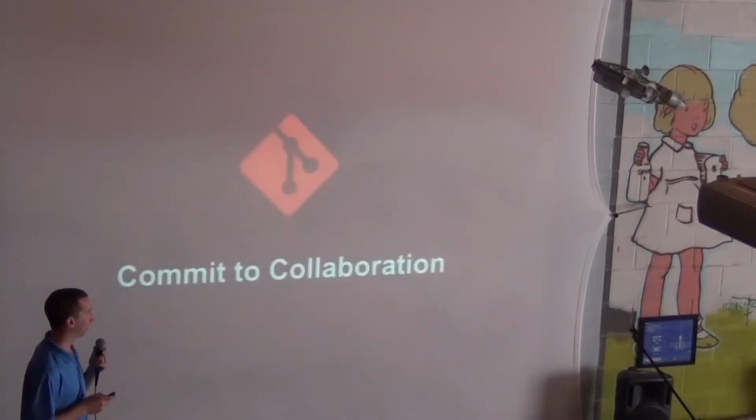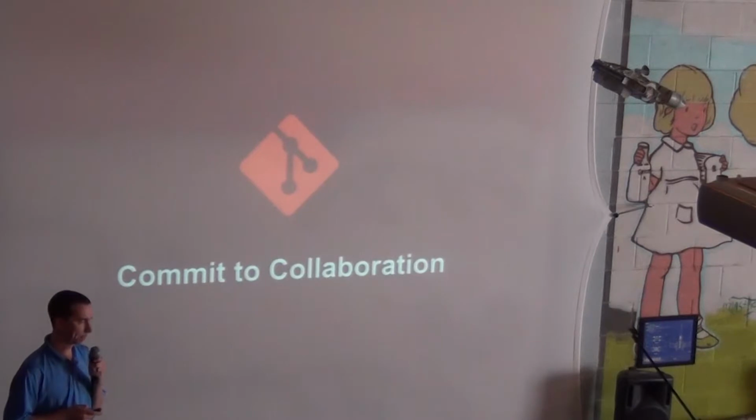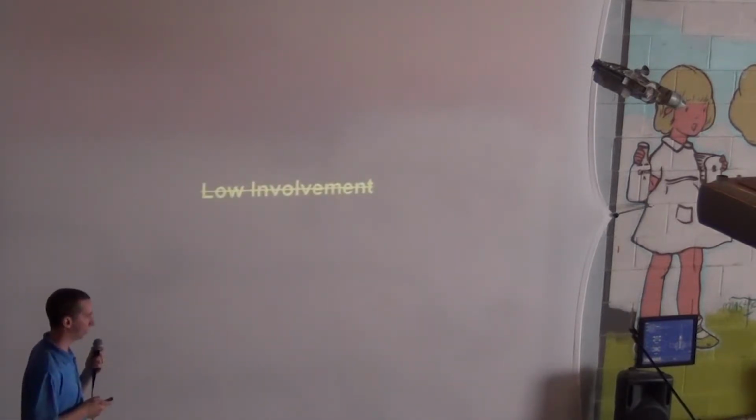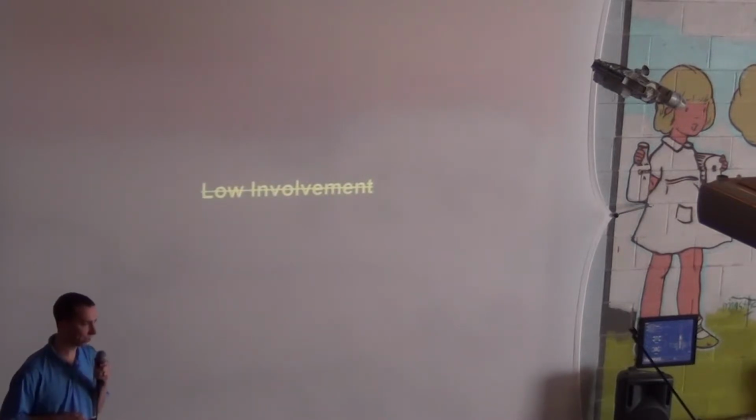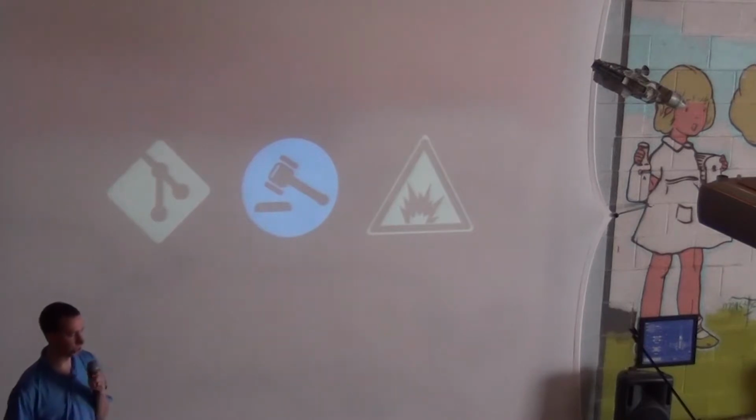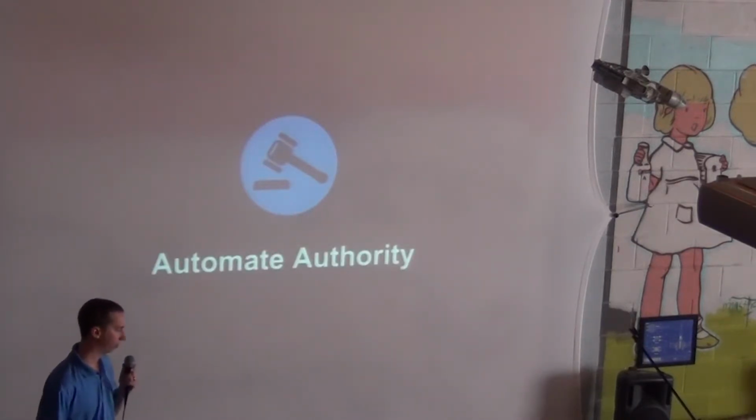So focusing on a commitment to collaboration, we get rid of that low involvement and bring more people in and end up having a better product. Now, it may seem simple, right? I said we're starting simple, but that helps us get to the next step, which is automating authority.